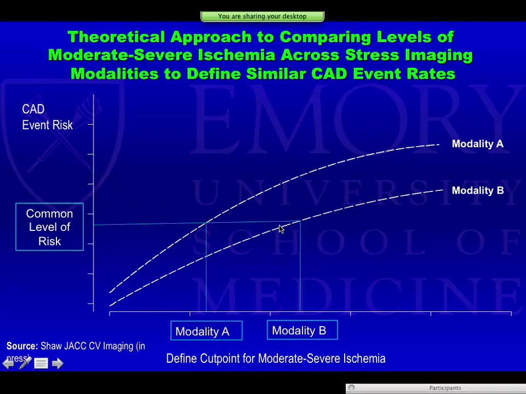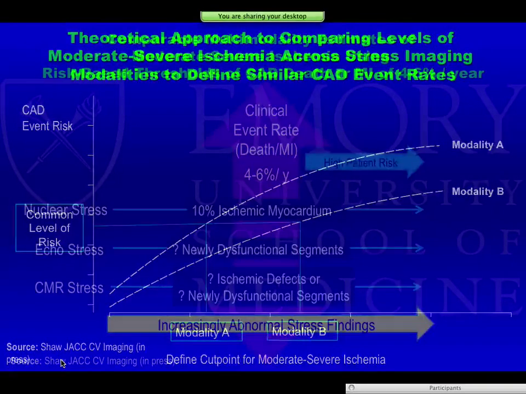And it was different. It wasn't just 10% ischemia across all the modalities. It was different, a number of wall motion abnormalities, et cetera. So we used a risk-based testing approach to design the ischemia trial.